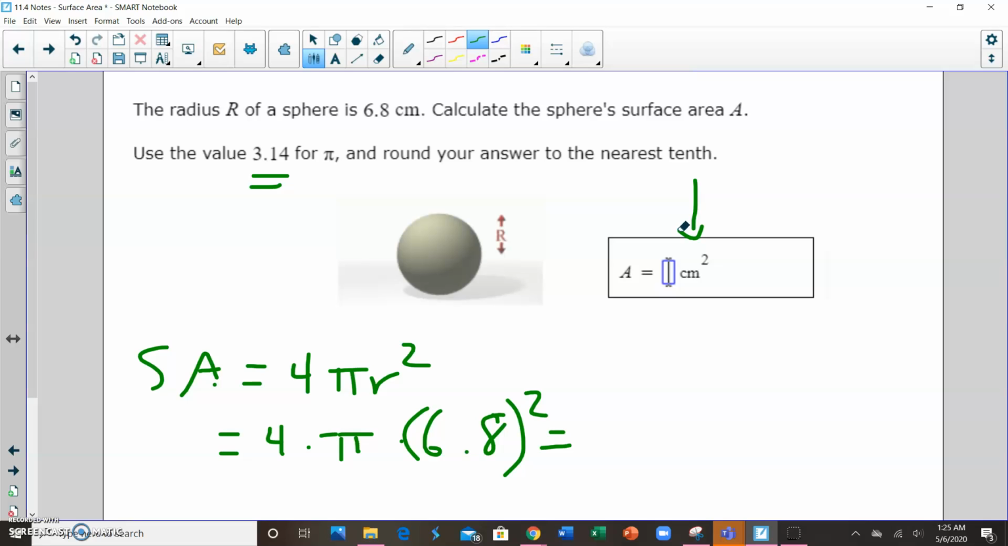Okay, bye y'all. I forgot, if it's the diameter, make sure you divide it in half to get the radius. So the radius is equal to the diameter divided by 2.